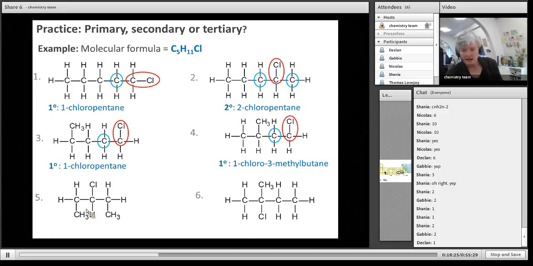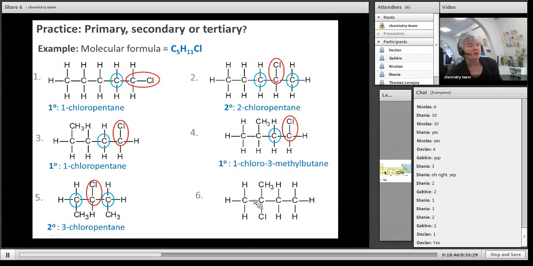Okay, I've got different answers there, 2 and 1. So you look for your functional group, and then you ask how many other carbons this carbon is attached to. It's attached to that one and that one. So because it's bonded to 2, it's a secondary. So Declan, do you see that now?